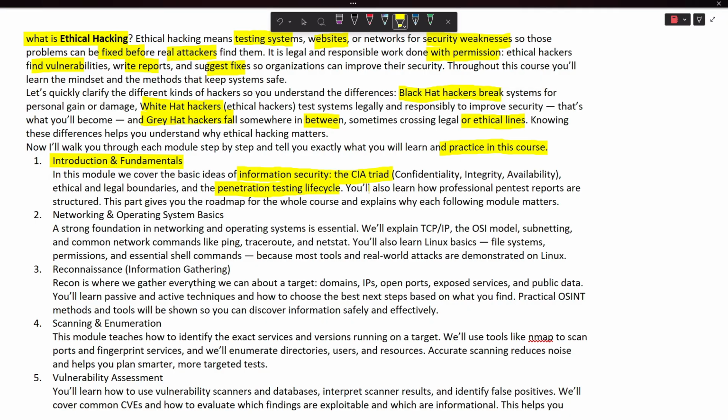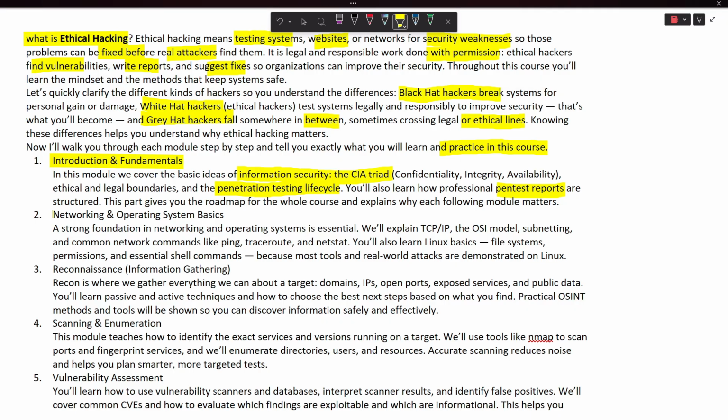Okay, you will learn how professional penetration testing reports are structured. I will be showing you some of the penetration testing reports, after checking which you will get the point that, okay, this is how an ethical hacker or penetration tester writes reports. This part will give you the roadmap for the whole course and explain why each following module matters.